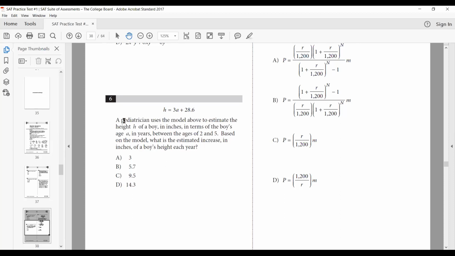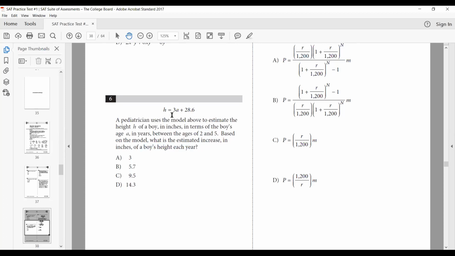A pediatrician uses the model above to estimate the height of a boy. Oh, this is the tallness, how tall a boy is in inches, in terms of the boy's age, A. So A means age, and h means how tall they are, the height. In years, between the ages of 2 and 5, just for this kind of estimation. So based on the model, which is the estimated increase in inches of a boy each year?